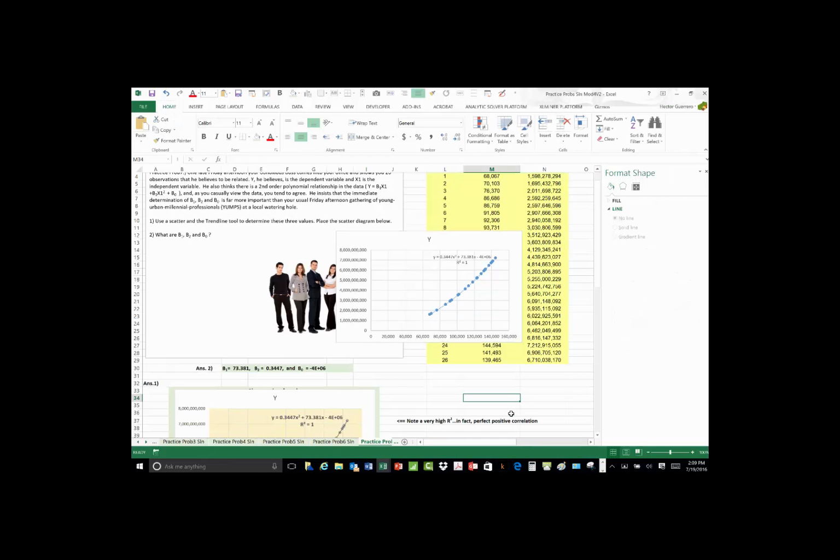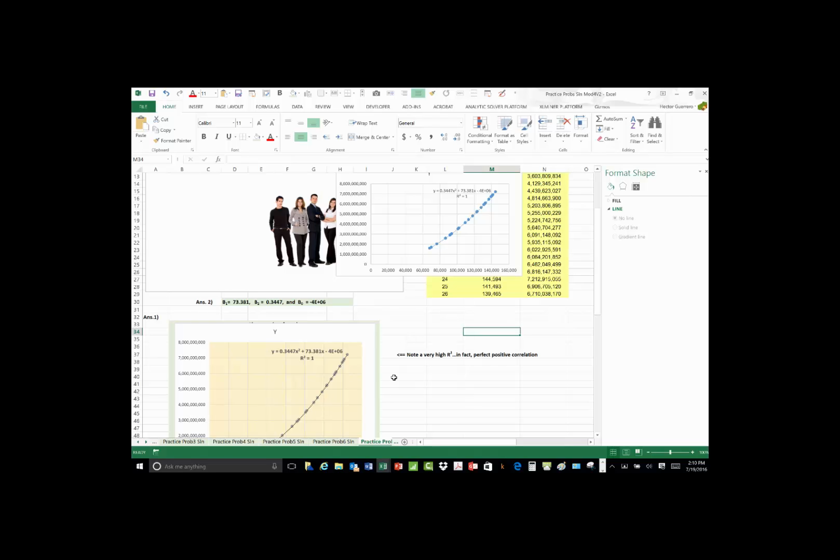And there we are. We now know that b1 is equal to 73,381. b2 is the constant in front of the squared variable, 0.3447. Be careful, don't mix them up. This is b2, this is b1. And then the constant is this very small number of negative, well, it's not a small number, it's a large number, 4e to the 6, so that's 6 zeros after that e, after the 4. Okay, because this is a positive.